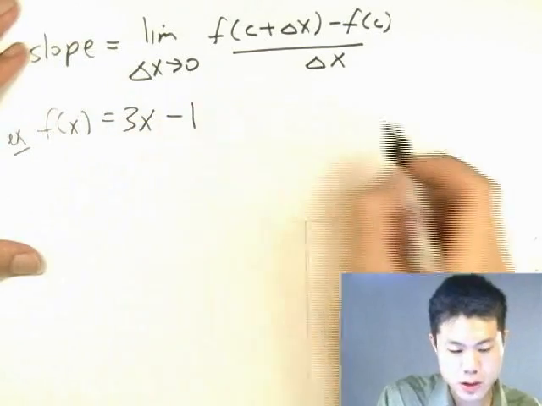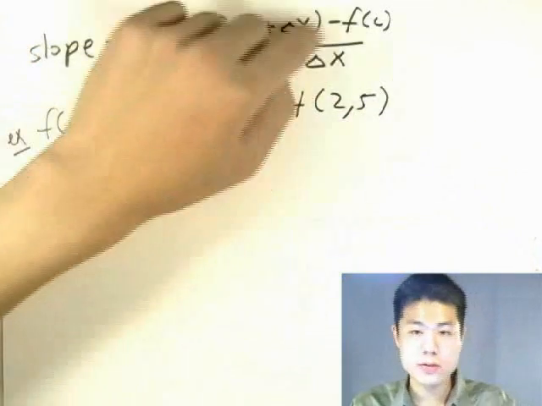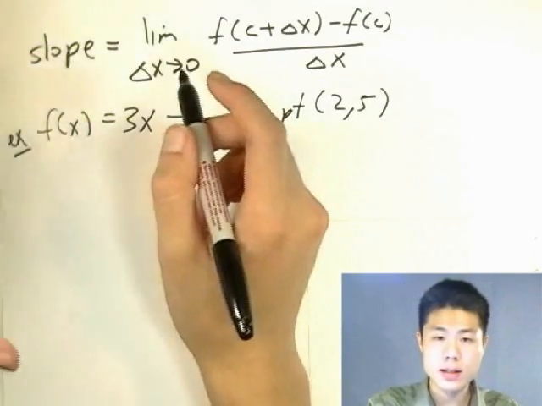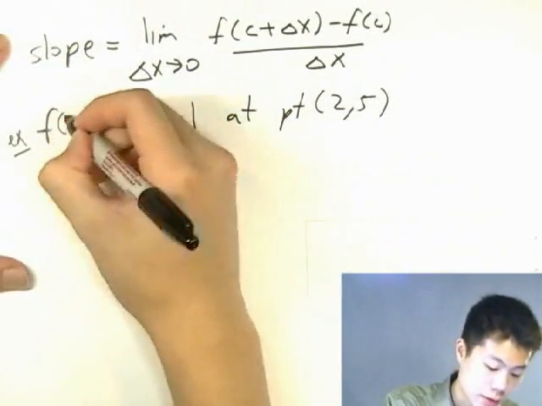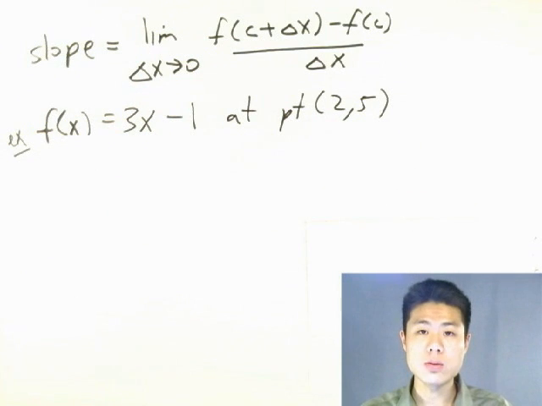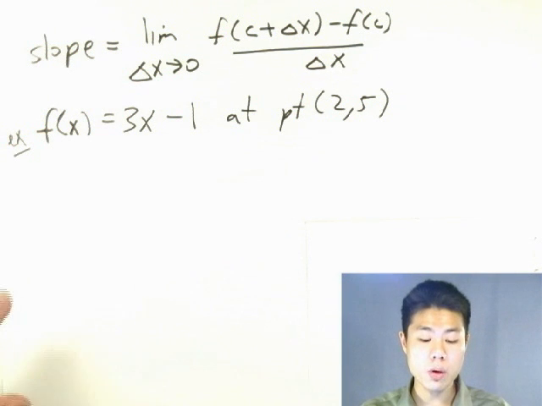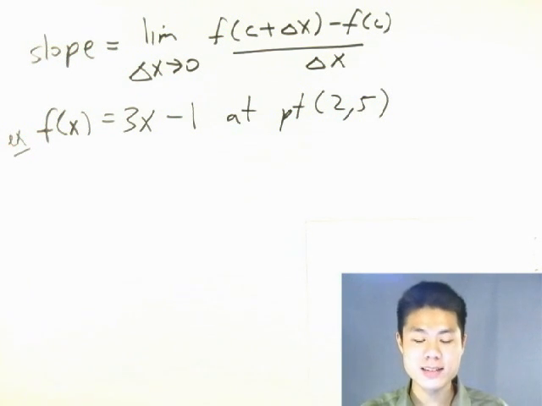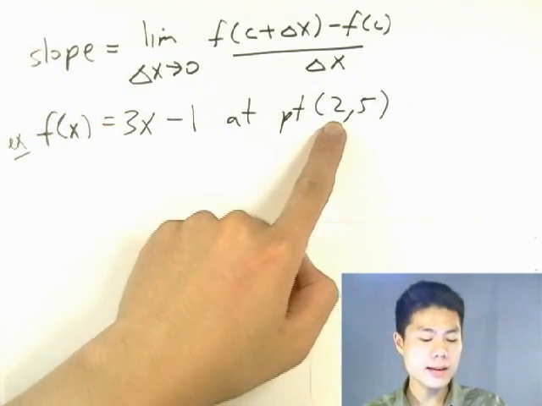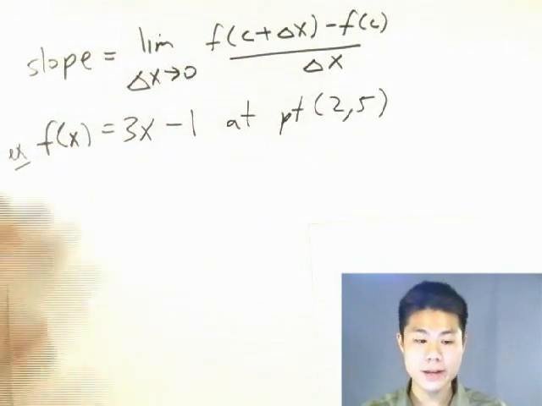Our first example is going to be a redundant one, but I'm going to use it to prove to you that this formula works. So f of x is equal to 3x minus 1. Now that's a straight line. We're going to find the slope of the straight line at the point 2, 5. Well, we immediately know that the slope is 3.